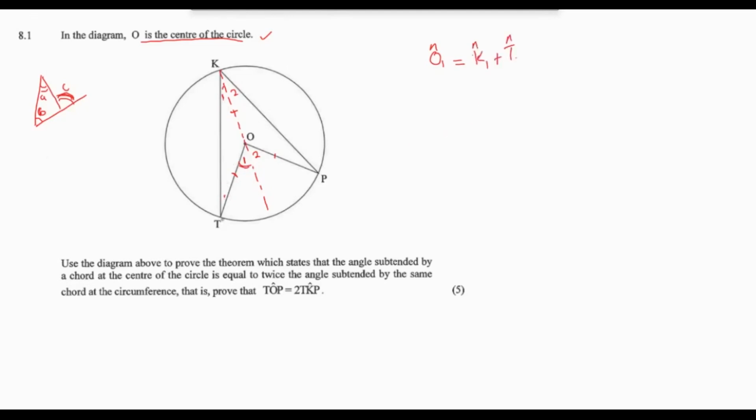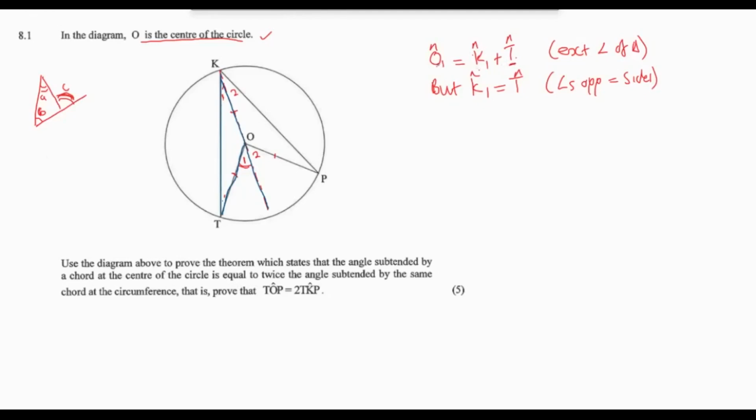What's the reason? Because it's an exterior angle of a triangle. We have this triangle here. Let me use a blue color. We have this triangle, so angle O1 is an exterior angle of this blue triangle. It is equal to angle K1 plus angle T, by the exterior angle of a triangle. But what can you say about angle K1 and angle T? Angle K1 is equal to angle T. Then what's the reason? Angles opposite equal sides.